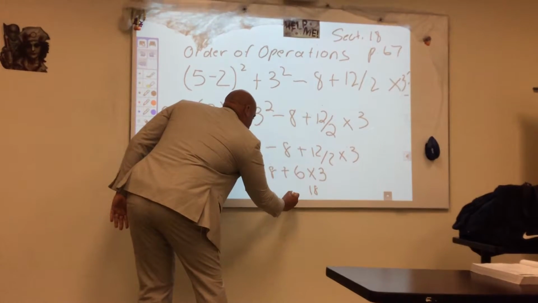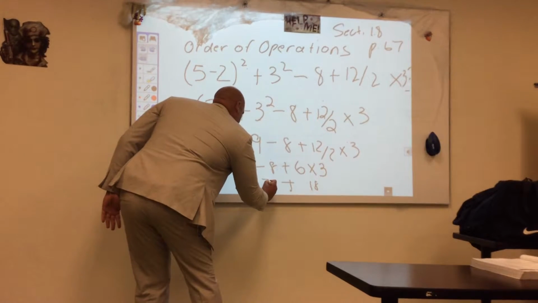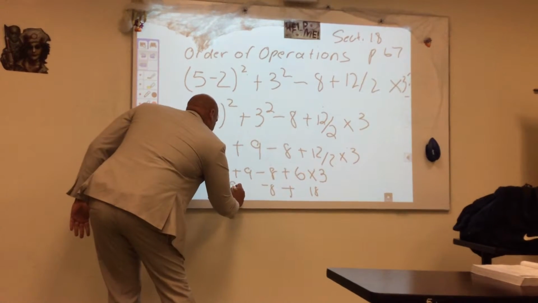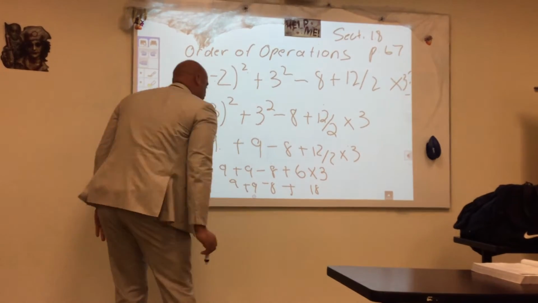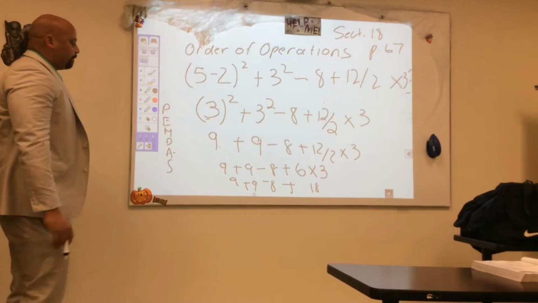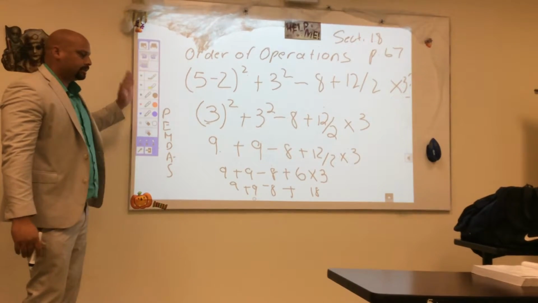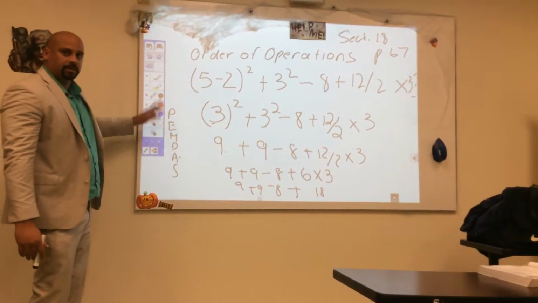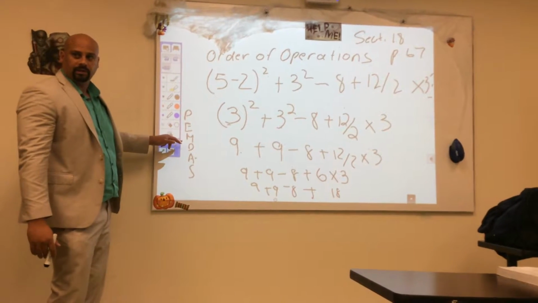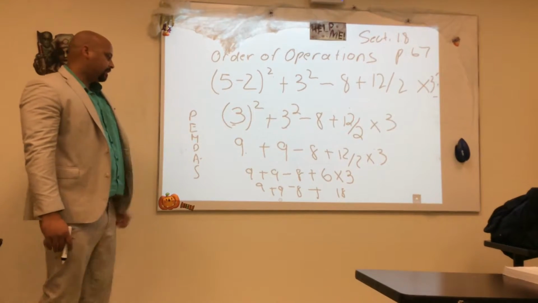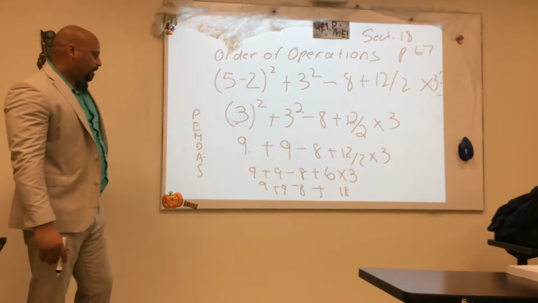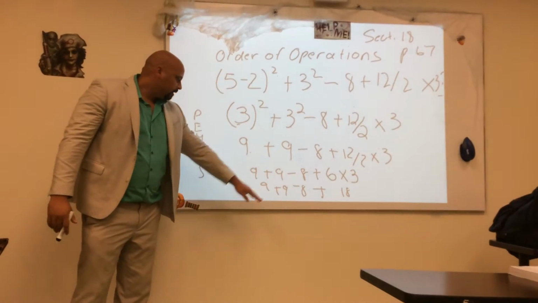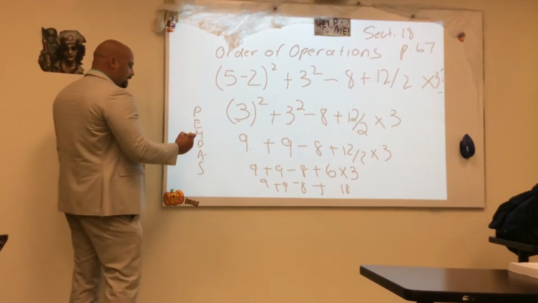Okay. We still have the plus, minus the 8. What is it? 9 plus 9, minus 8. Now, what is the next step we need to do? Is there any parentheses? No, right? Is there any exponents? No. Any multiplication? No. No division? Nope. Do we have addition? Yes. And subtraction. What do we do first? The one on the most left is what? Addition. So 9 plus 9 makes what?